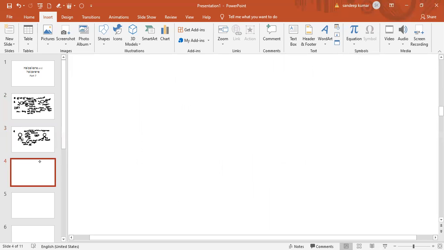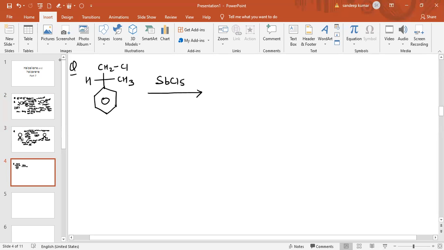If the question is given like this, in this case, this is basically the benzene, and on benzene, a Fischer projection is given. One of the atoms is hydrogen, one of the groups is CH3, and the other group is CH2Cl. Now, the reaction occurs in the presence of SbCl5.